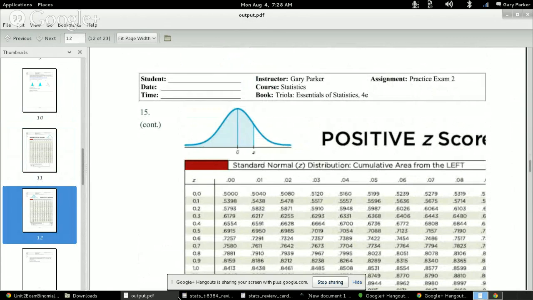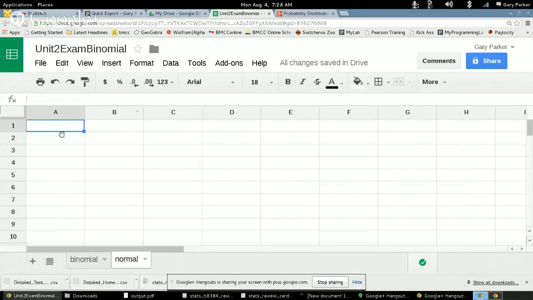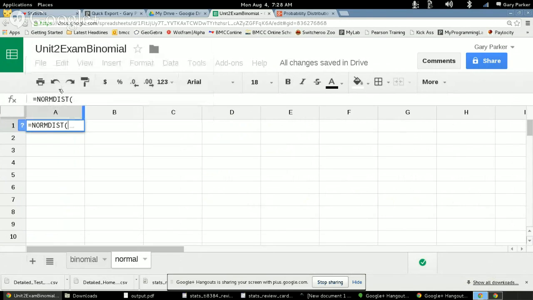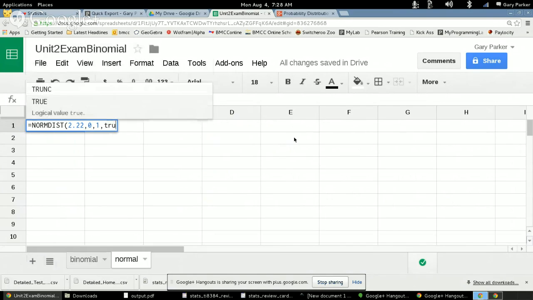I'm going to use a spreadsheet to do it next. Let's see. So here, I'm going to use Google Sheets. Excel is pretty similar. I want to do a normal calculation. It gives me a bunch of options. On Excel, they have norm.s.dist, norm.dist. So I'm going to choose norm.dist and enter my 2.22 x value. My mean is 0, my standard deviation is 1, and true, this is cumulative.